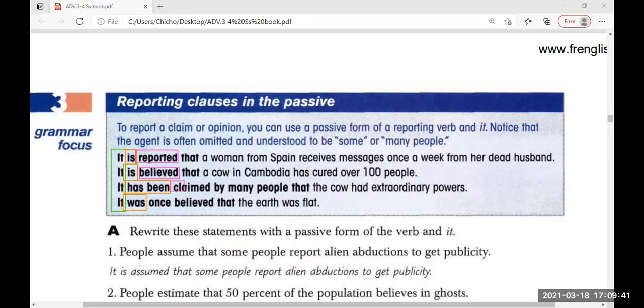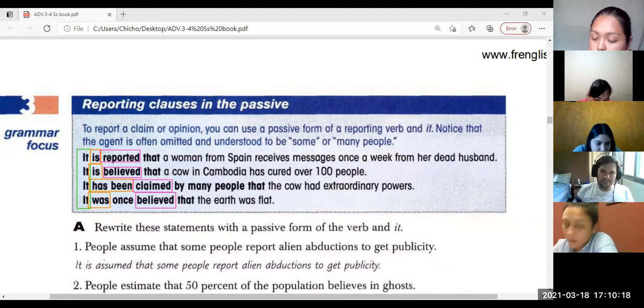It is claimed by many people, aquí sí está utilizando el agent, como pueden ver, by many people that a cow had extraordinary powers. It was once believed that the earth was flat. Okay, as you can see, we are using exactly the same structure of the passive, but we are starting our sentences, our reports with it. Okay? Are there any questions about this? Anything that you want to check?